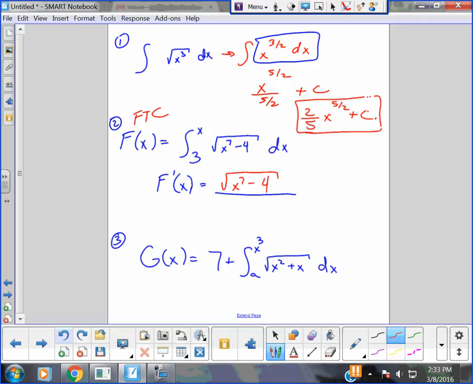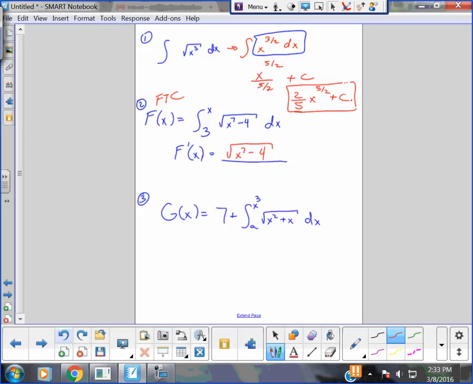And if you think to yourself, well, Mr. Anderson, what about taking the times x? No, it'd be times 1, because what's the derivative of x? 1. And that's why on the next one, if I wanted to find g prime of x on the next one, all right?